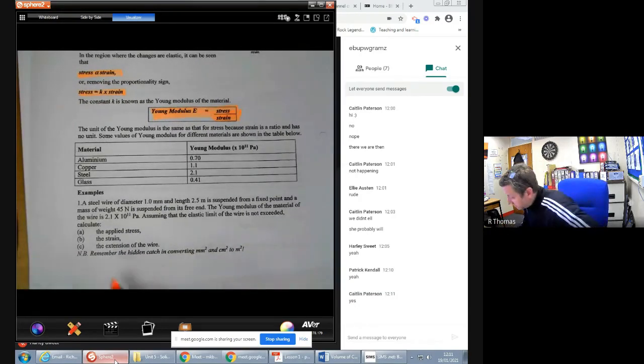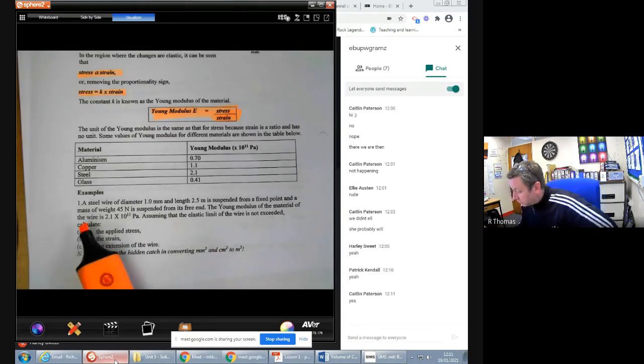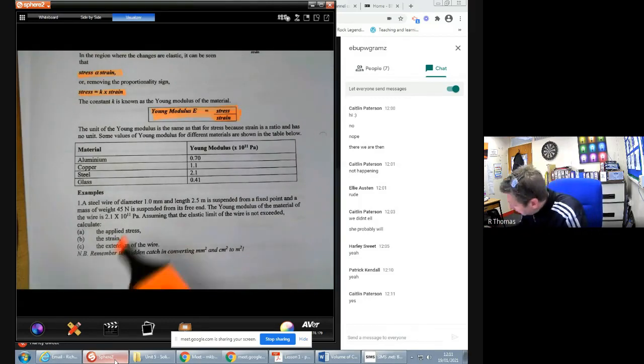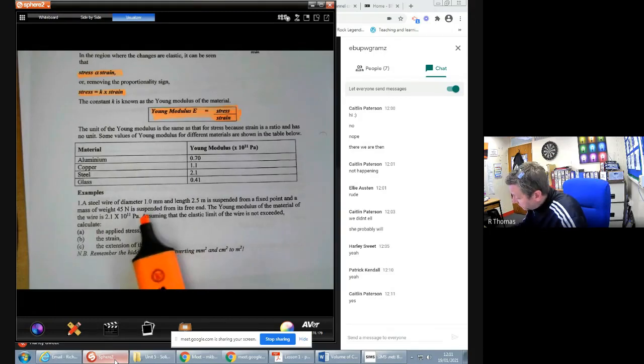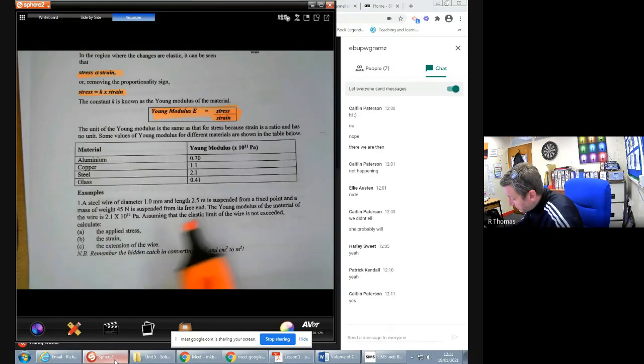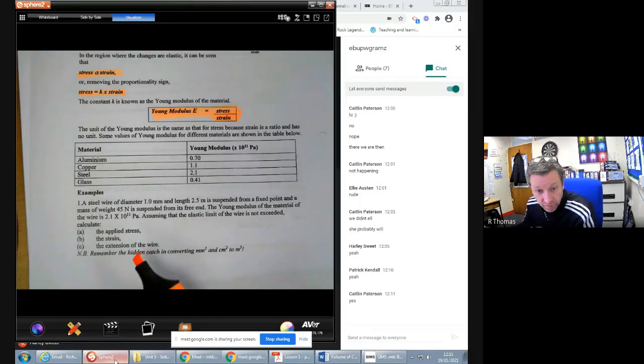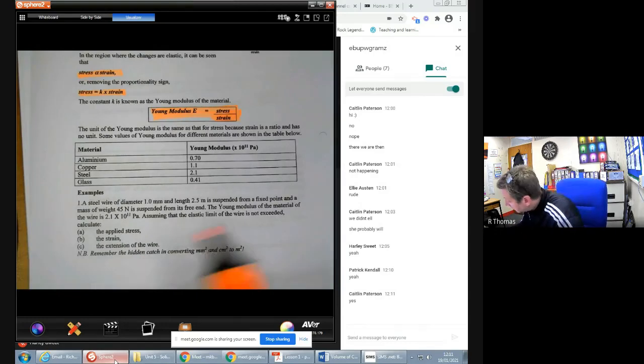Right, so what I wanted to do, just very, very quickly, is a little bit of mathematics. Let's have a look at this question here. I've got a steel wire, and we're going to assume that when they say a steel wire, it's cylindrical. A steel wire of diameter 1 millimeter and length 2.5 meters. So straight away we've got differing units, so that's your first opportunity to lose marks. It's suspended from a fixed point, and a mass of weight 45 newtons is suspended from its free end.